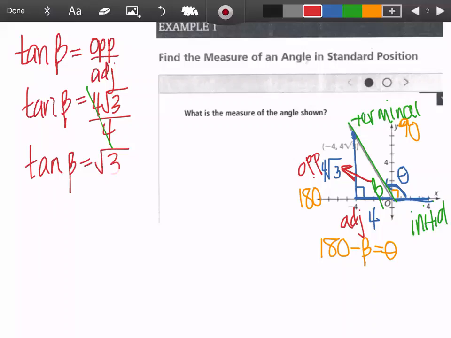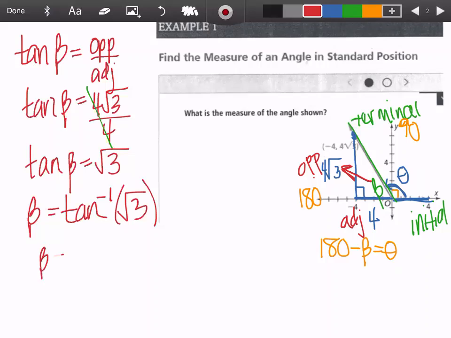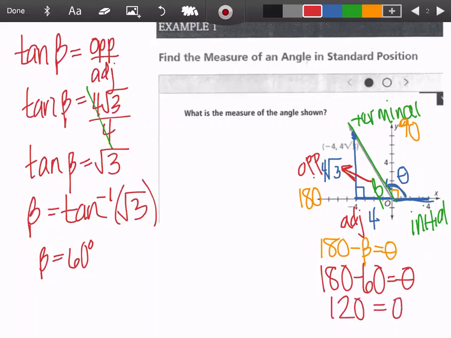So this is where you do have to think back to geometry. To find an angle measure, we can use the inverse tangent. And that is on your calculator. So you can find the inverse tangent as long as it is in degrees. You will get beta is equal to 60 degrees. So if beta is equal to 60 degrees, 180 minus 60 is equal to theta, and 180 minus 60 is 120. So theta is equal to 120.